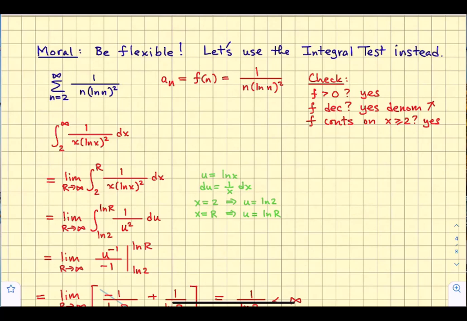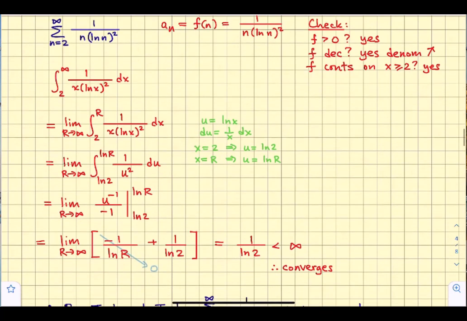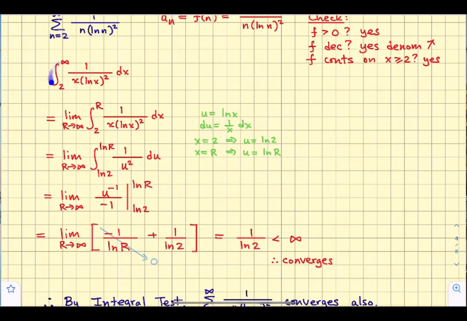We should compute the improper integral. Notice this one starts at 2. We need to compute this improper integral. We'll go through this kind of quickly. We know that we write this improper integral of the first kind as a limit of proper integrals. We perform a u substitution, including changing the limits to get this integral. We anti-differentiate, evaluate between limits. Now we take the limit as r goes to infinity. Well, remember, ln of r is going to infinity, so this term is going to 0. So this gives us a 1 over ln of 2.